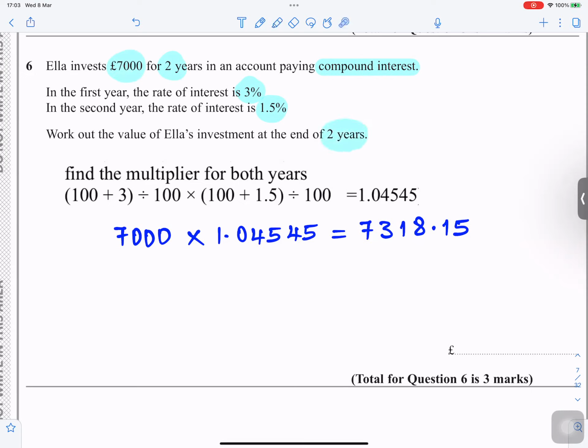So we need to find the multiplier for both years. To get the multiplier, you add, because it's an increase, so you add 100. So 3 plus 100, and you divide by 100, times, for the second year, you add 1.5 and divide by 100. So that gives you the multiplier 1.04545. When you multiply that with 7,000, it gives you 7,318.15.